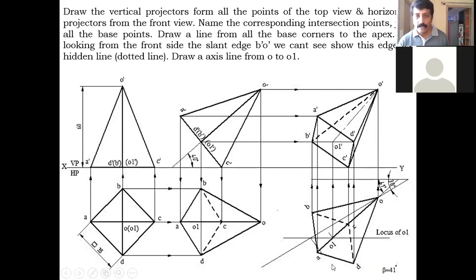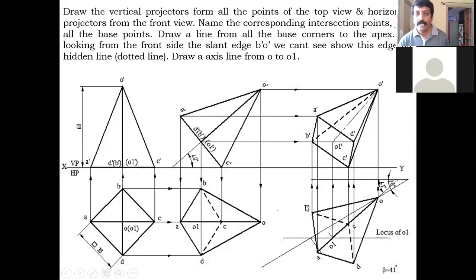Now you are looking from here. So now you have to analyze which base edges and slant edges you can see. In a pyramid, if you are inclining in this way, that is the vertex is towards the XY line, the complete base you can see. So that's why A, B, C, D you can make visible edges. And coming to the slant edges, D to O you can see since you are looking from here. Just make it a visible edge. C to O also you can see. C to O will become the outermost boundary line.